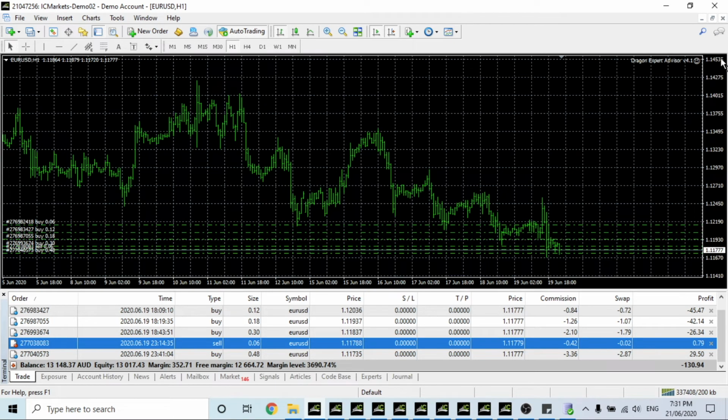Someone asked me how it would go on a cent account, and I think it'd go pretty well. You could probably start it off at 0.08 or 0.1 because it is a cent account, and it should be okay. But also be careful. I wouldn't run it live until you've done some thorough testing on a demo account, especially a cent account, because the spreads are bigger.